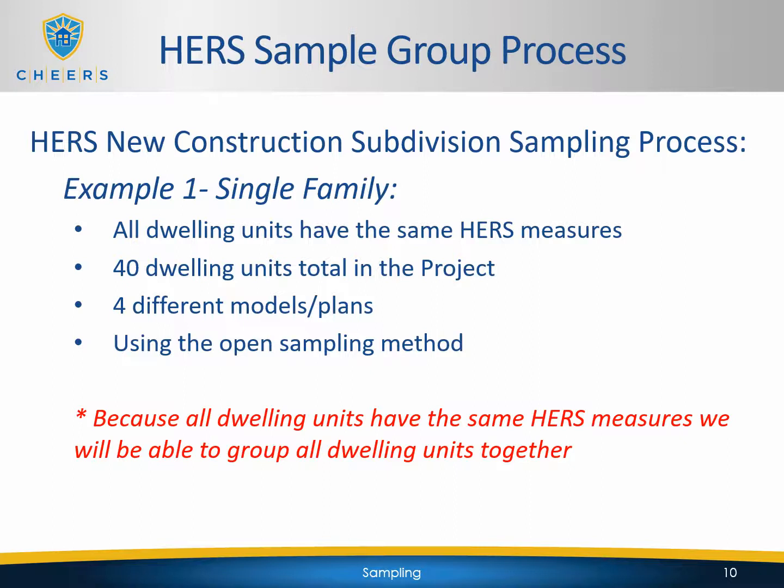So this is our first example, single-family construction, and those are the variables. All the homes in the project have the same HERS measures. There's 40 total homes in the project. There's 4 unique model and plans, and you're going to be using the open sampling method. Now, because all the homes have the same HERS measures, we'll be able to group all the homes together.